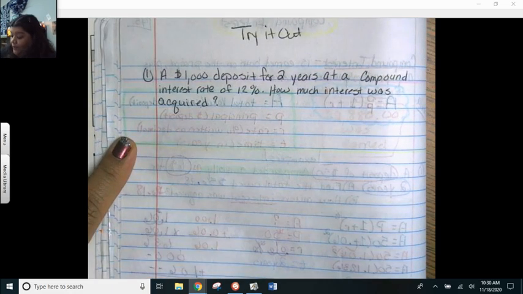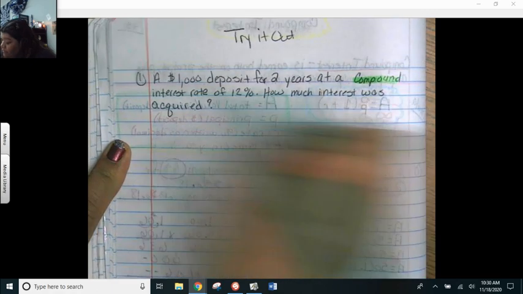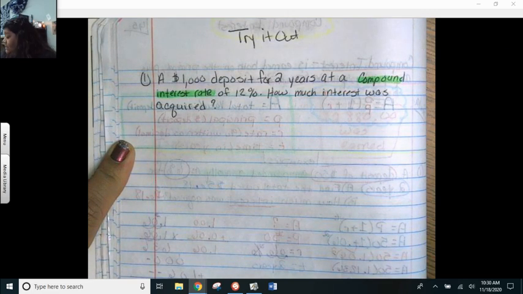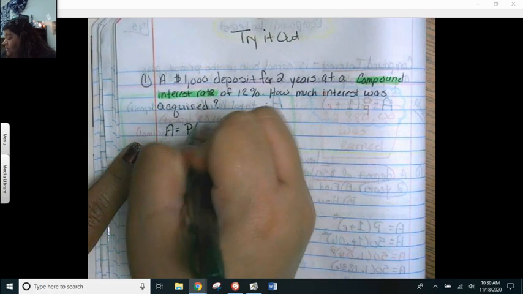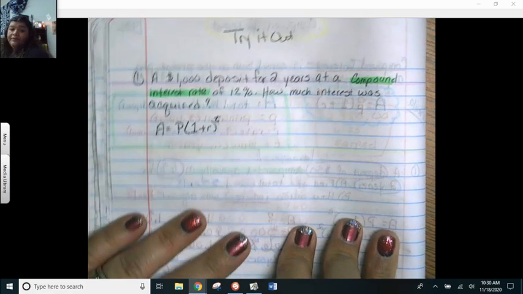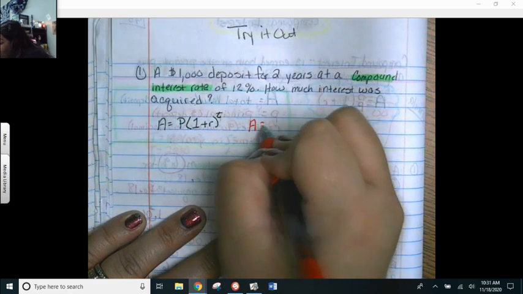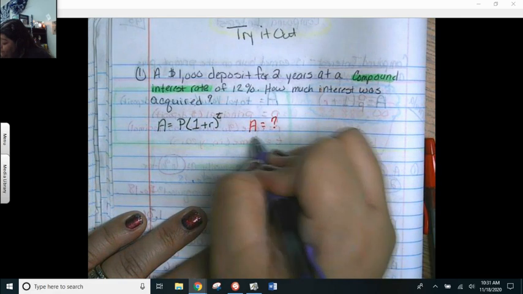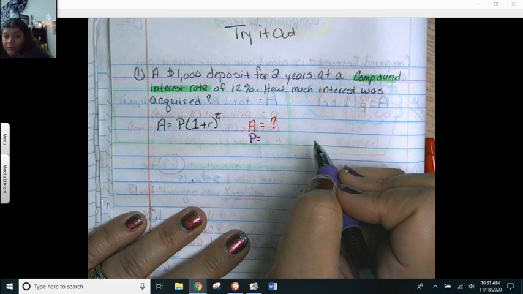All right, now there's my keyword. It is compound interest. It doesn't say simple, it's compound, it's complex. So that means I'm going to use A equals P(1 plus R)^T. Okay, now I'm going to go on a hunt. So A, I do not have my final balance. That is the unknown.